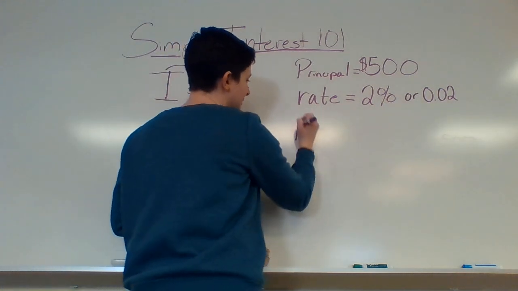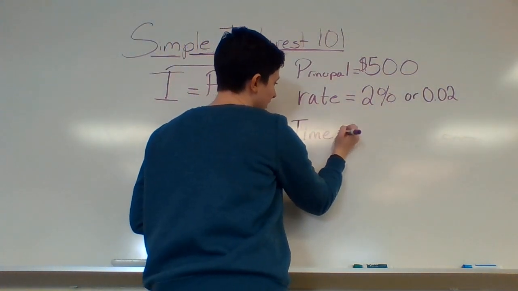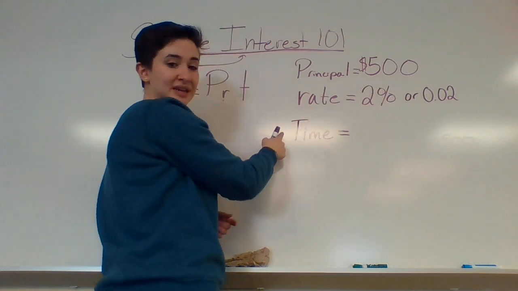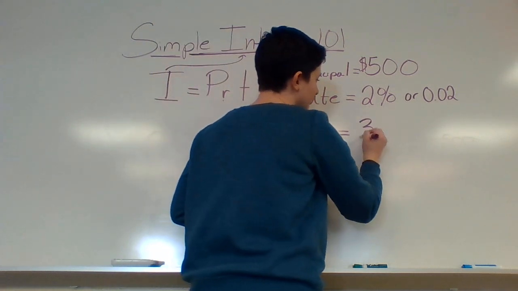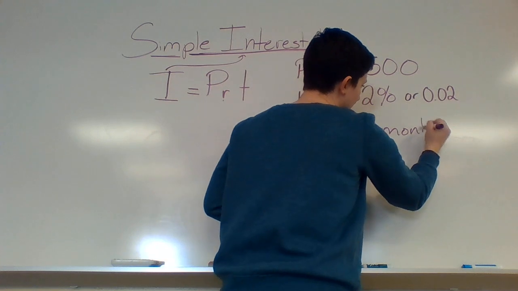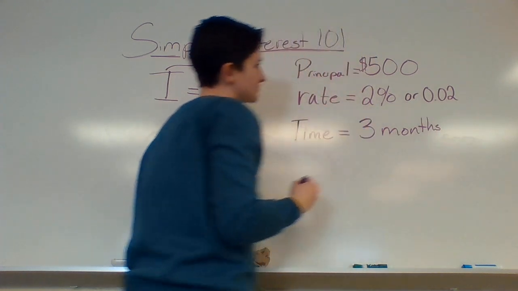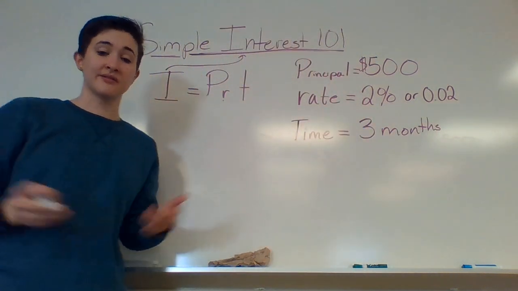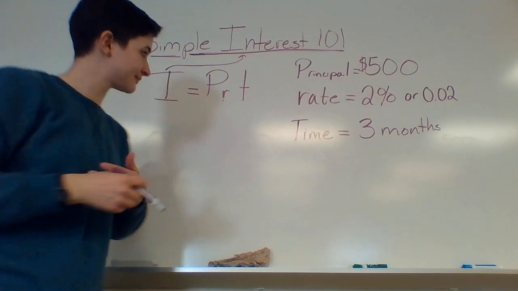Now I want to leave my money in there for 3 months. So T here equals time. I'm going to leave it in there for 3 months. Now we're going to calculate how much money am I going to make in those 3 months from this bank, from leaving my money there.